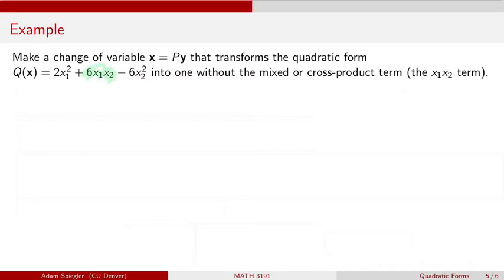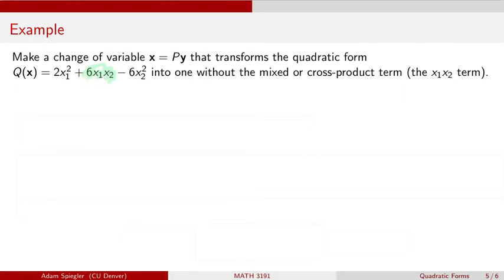So our task here is to try and find the change of variable, which we're going to define with an invertible matrix P. In this case, P is going to be an orthogonal matrix that is going to allow us to re-express this quadratic form in an equivalent but diagonal form. In other words, we don't have this mixed term any longer.